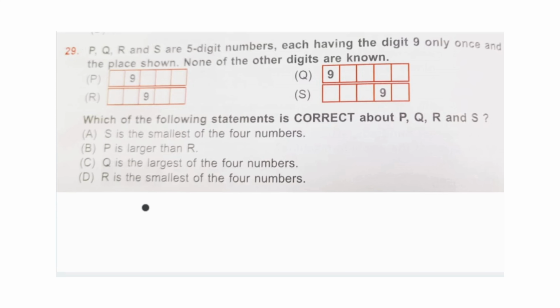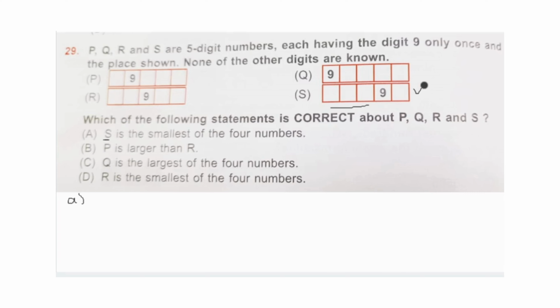Now, the options that we need to see is which of the following statements is correct about PQRS. Let's evaluate each answer and find if we can relate to the answer. So the first option here, if you see, is option A, which says S, which is this.